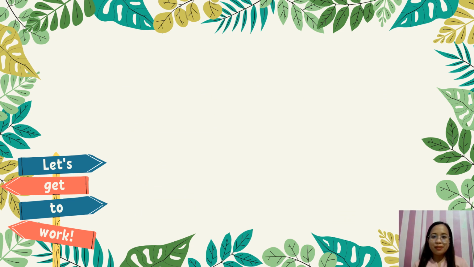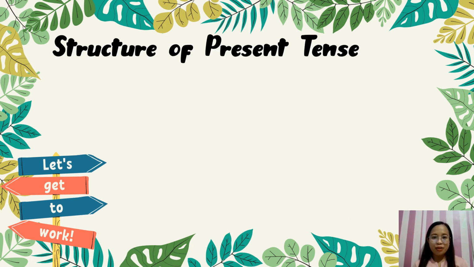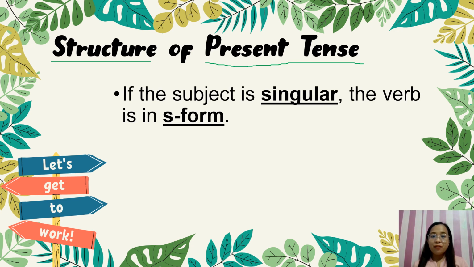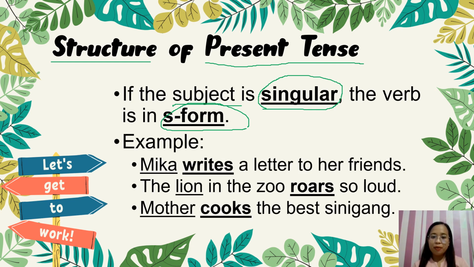Now class, we're going to study the structure of present tense. When we say structure, we're talking about the appearance, or yung itsura ng present tense. If the subject is singular, the verb is in S form. Do you know what singular is? Do you still remember? When we say singular, it's only one in number. Nag-iisa lang. Single. So, pag ang subject natin ay nasa singular form, ang verb natin ay merong S, or we call that S form. Let's have an example.